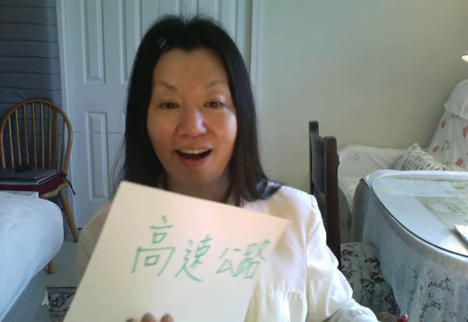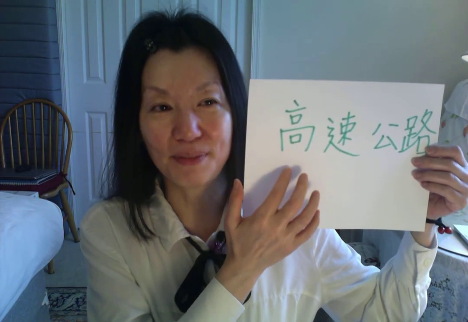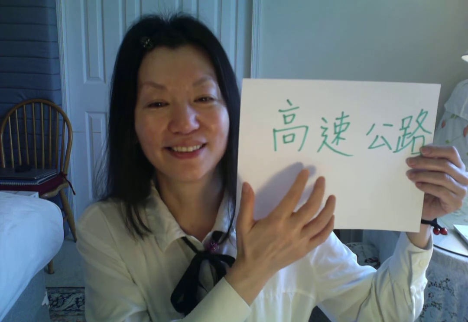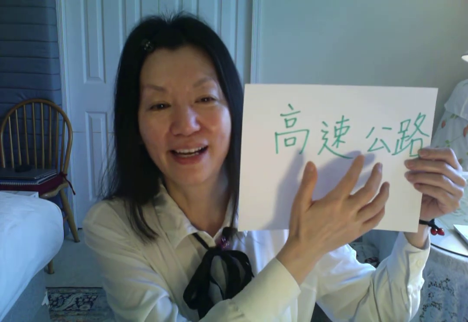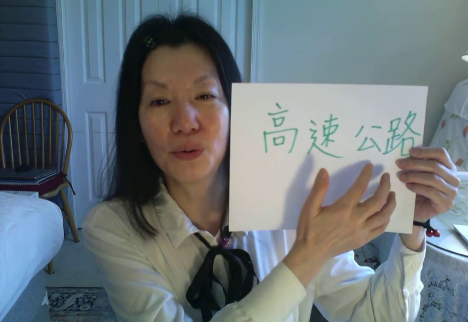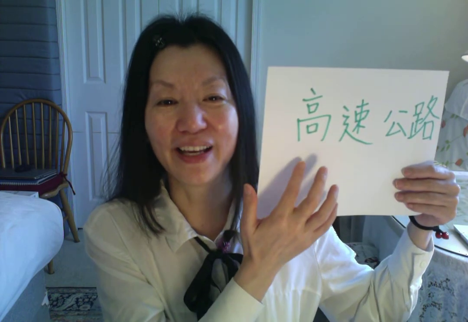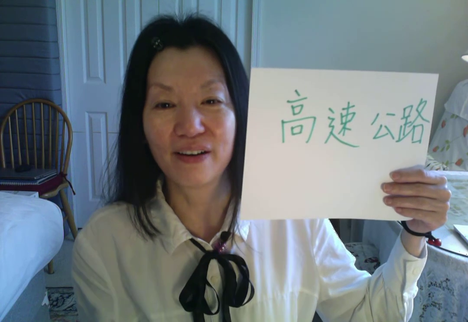You drive and go to the highway sometimes, right? Highway. Okay. Highway. In Chinese, we say what? Your turn. You know this one, somebody's last name or somebody so tall. In Chinese, we say 高. Speed, 速. Public, 公. 路. 高速公路. Highway. Yeah. 高速公路, highway or freeway. 高速公路, okay. Let me see next.